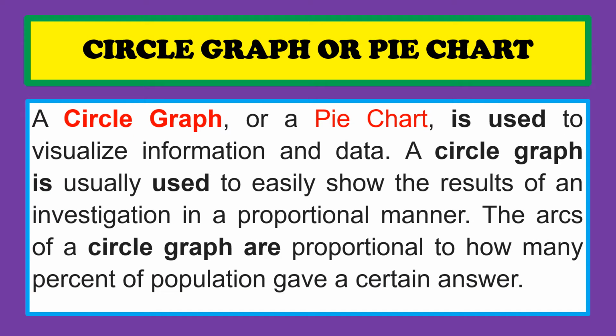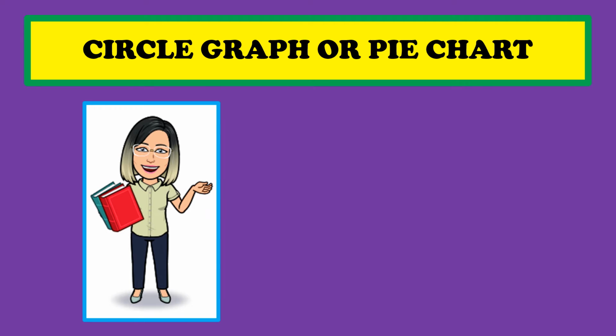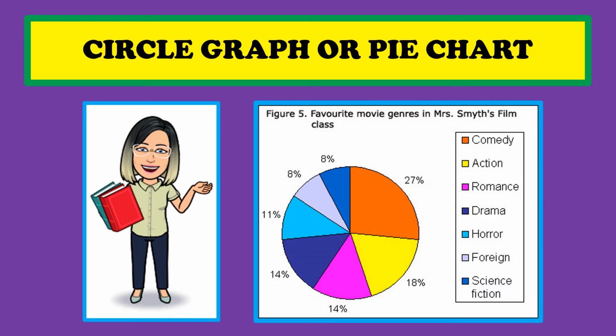A circle graph or a pie chart is used to visualize information and data. A circle graph is usually used to easily show the result of an investigation in a proportional manner. The arcs of the circle graph are proportional to how many percent of the population gave a certain answer. Here is an example of a circle graph or a pie chart.